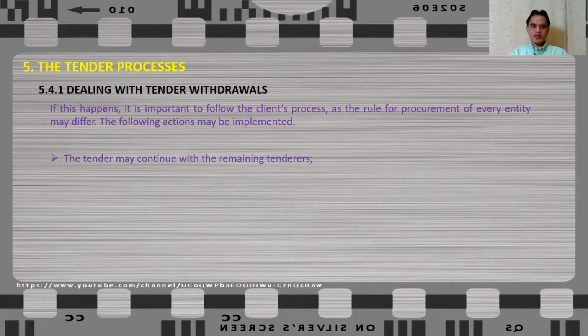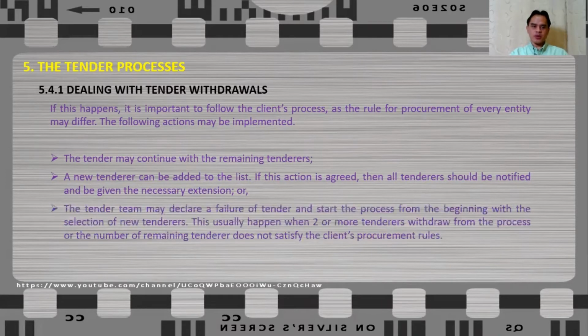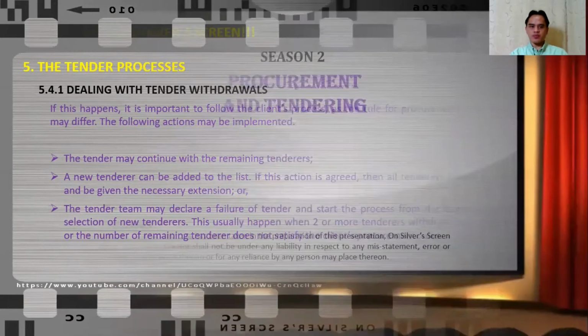The tender may continue with the remaining tenderers, or a new tenderer can be added to the list. If this action is agreed, all the tenderers should be notified and be given the necessary extension. Or the tender team may declare a failure of tender and start the process from the beginning with a selection of new tenderers. This usually happens when 2 or more tenderers withdraw from the process, or the number of remaining tenderers does not satisfy the client's procurement rules.